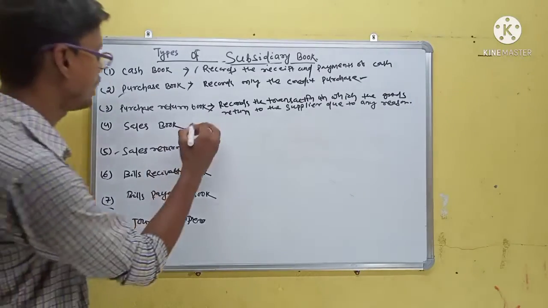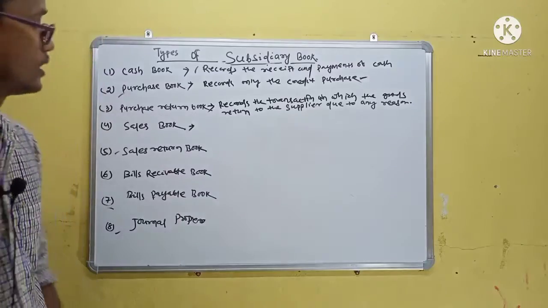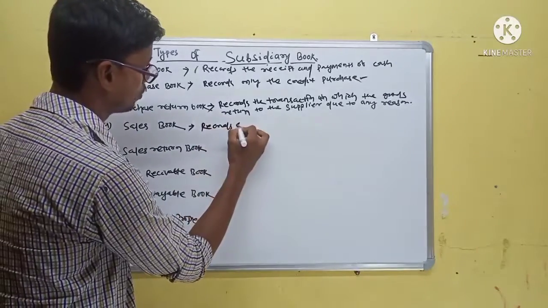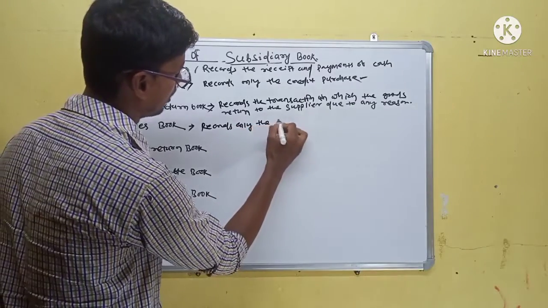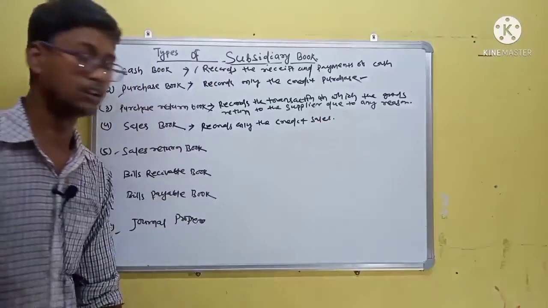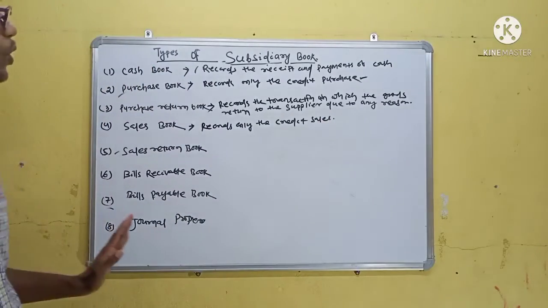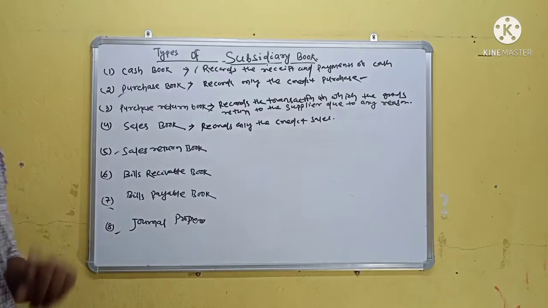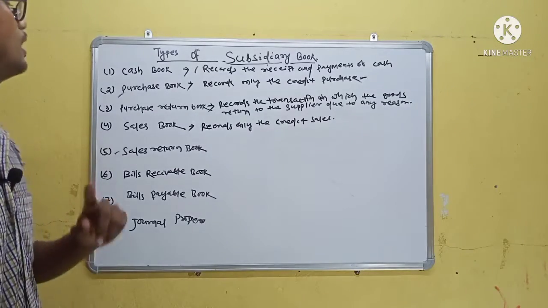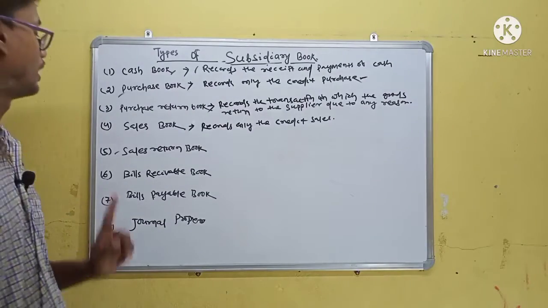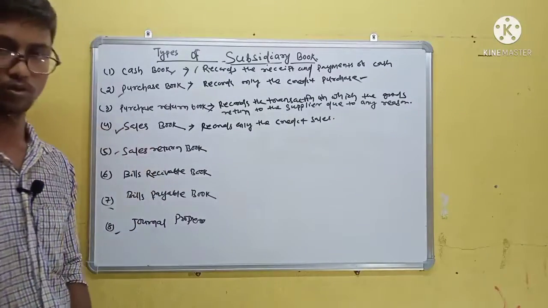And next is the sales book. It records only credit sales. The sales book records only credit sales, not cash sales. Cash sales are recorded in the cash book, and credit sales are recorded in the sales book.